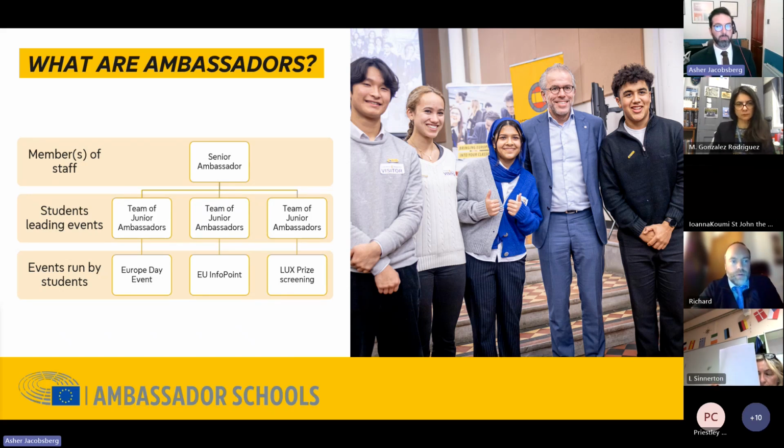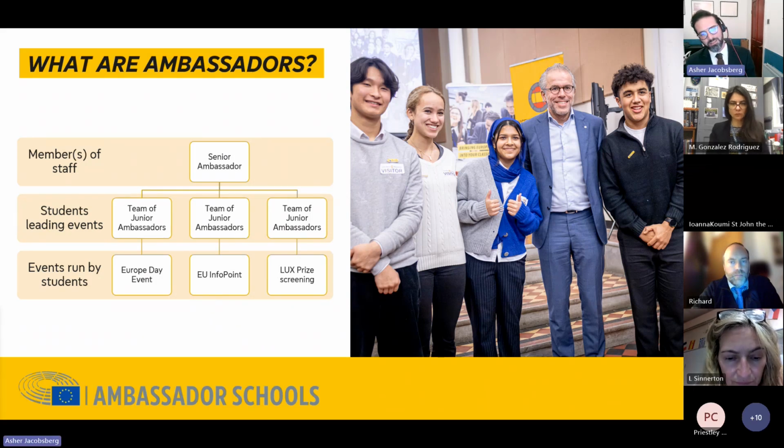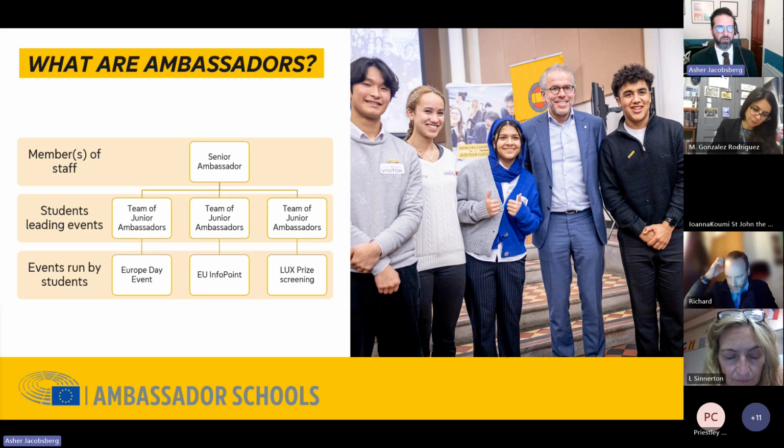Senior ambassadors are members of staff, the person or people in your staff team who are going to support the program. But what we want to see is, as you say, this development of skills by students. So we don't want to just see a whole load of activities that are run by staff for students to participate in. What we're particularly looking for is where junior ambassadors, groups of students, take a lead in planning and running some of these events.